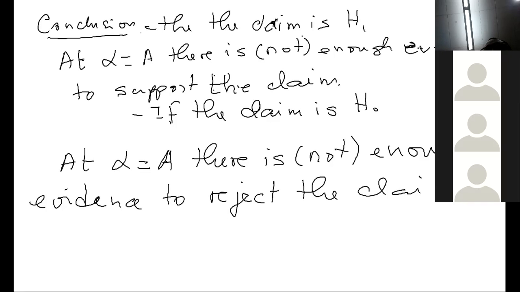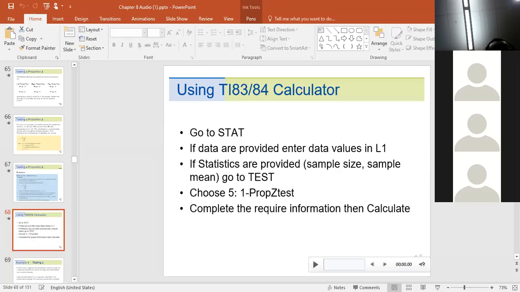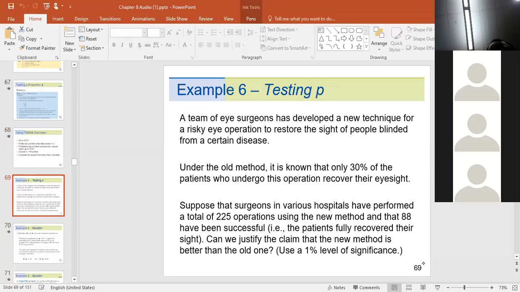So let's look at some examples for testing proportion. Can somebody help us read the example? Anybody feel like reading? Or is it too cold to read?